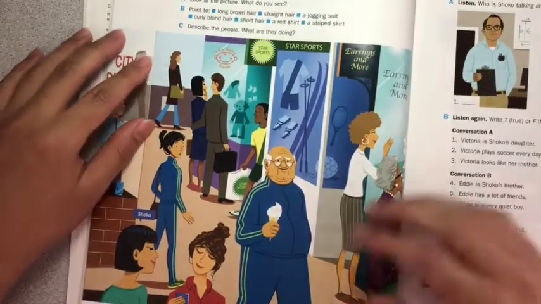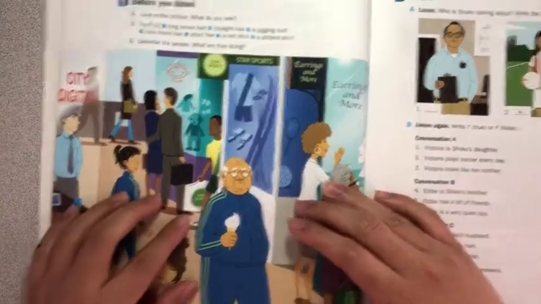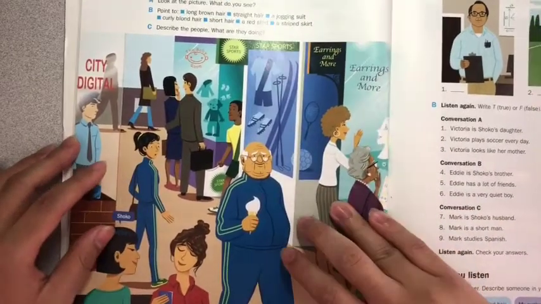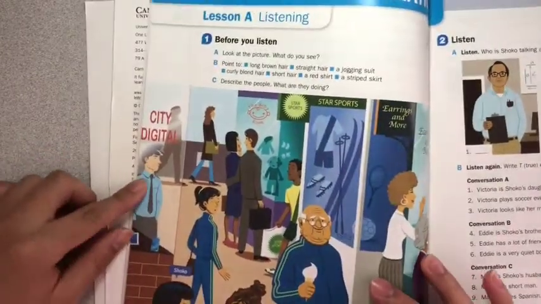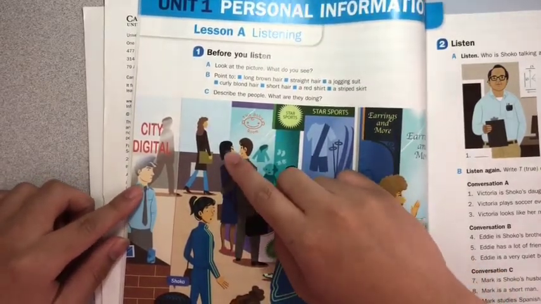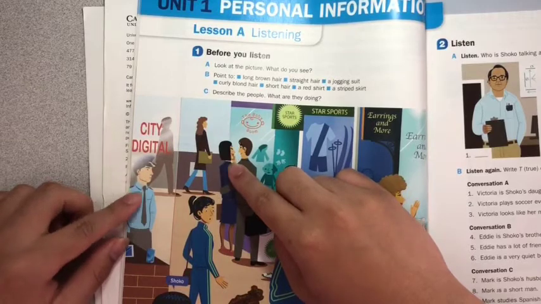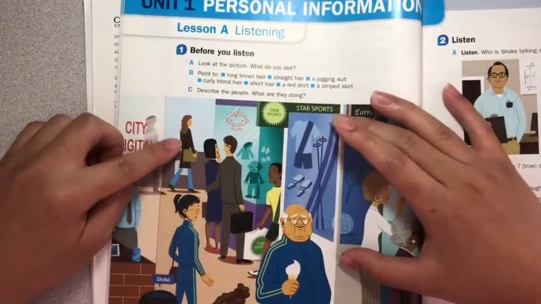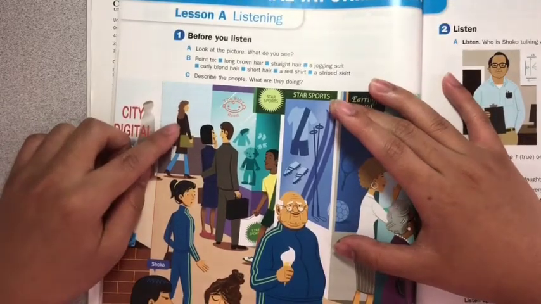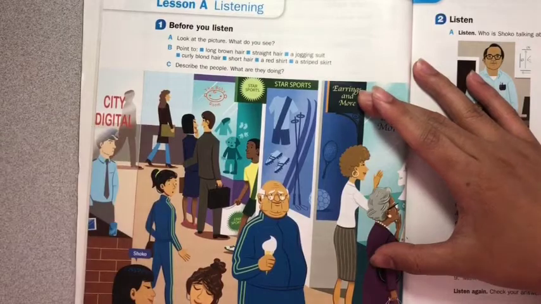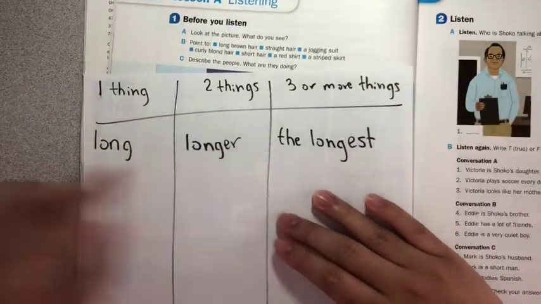Okay, so let's look at this man's hair, the police officer's hair, and this lady's hair in the blue shirt. The lady's hair is longer than the police officer's hair. Now let's look at the lady in the brown hair. She has the longest hair of everybody here. Her hair is the longest. So we have long, longer, and longest hair.